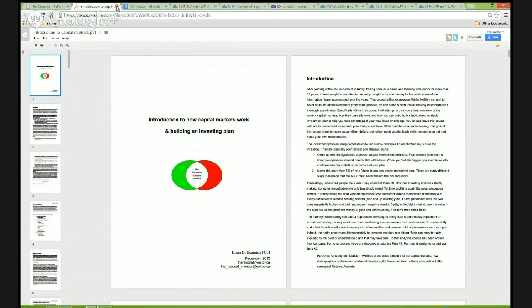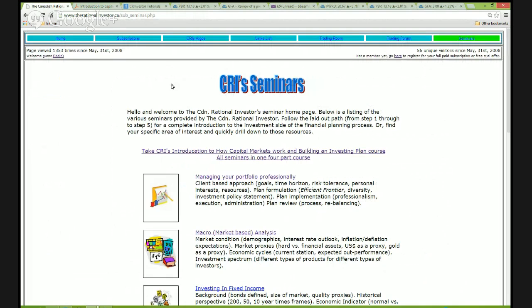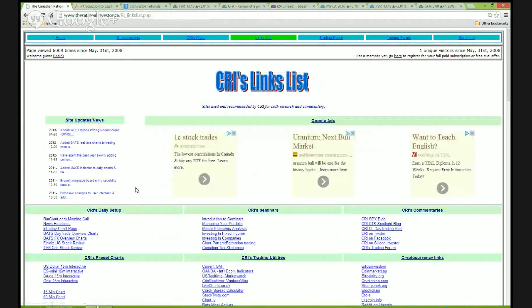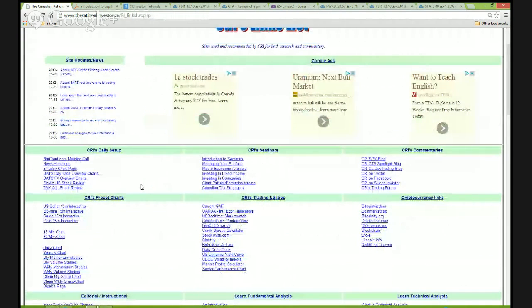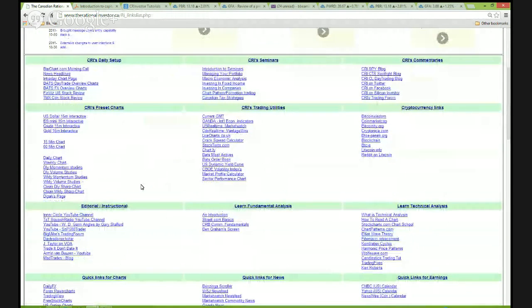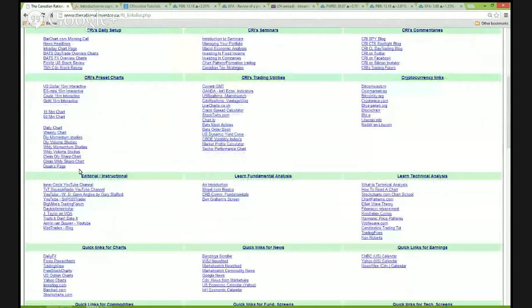There are a number of different sites that I like to use. If you go into my links list, so after you've read the Introduction to Capital Markets, which will give you an idea of how these markets work and the whole concept of building a trading plan, I would recommend you take a look at this area here. It says editorial and instructional.